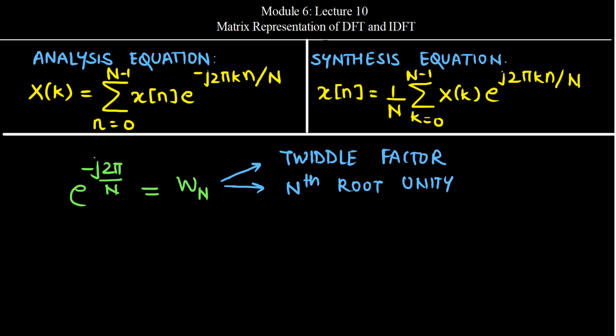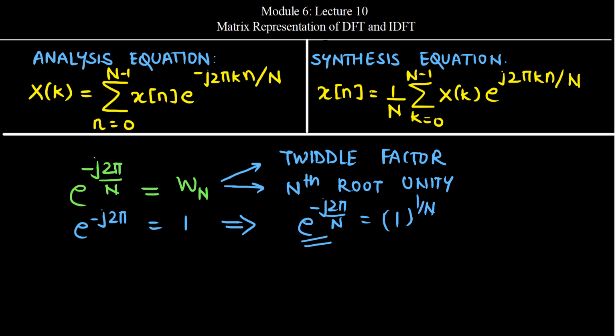Now we know that e to the power minus j 2 pi is equal to 1, and if we take its 1 by Nth power, that is the Nth root, we get e to the power minus j 2 pi by N, which equals 1 to the power 1 by N. Therefore this factor e to the power minus j 2 pi by N is the Nth root of unity. So this Twiddle factor W_N is the Nth root of unity, and using this W_N we can make changes in these two formulas.